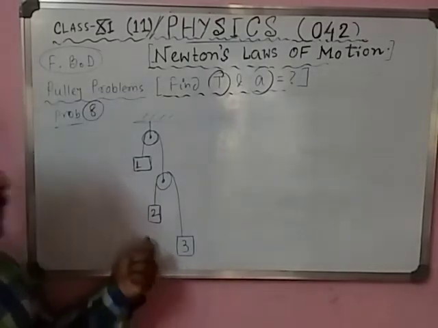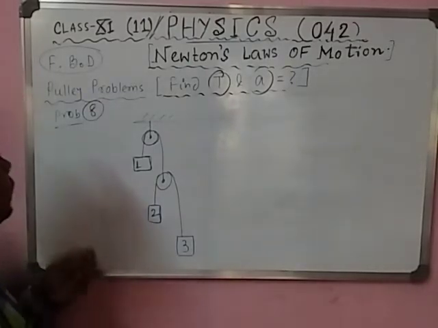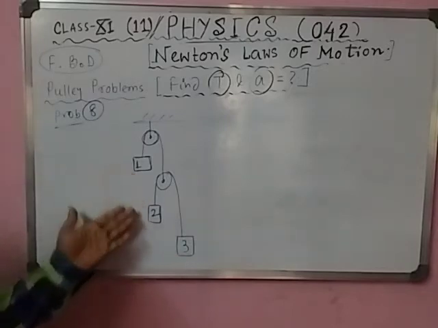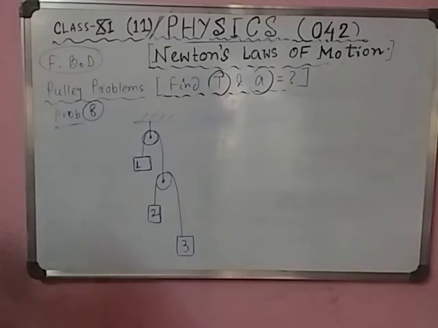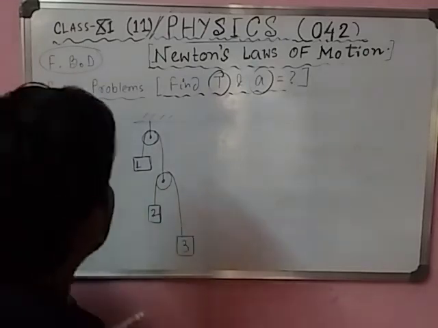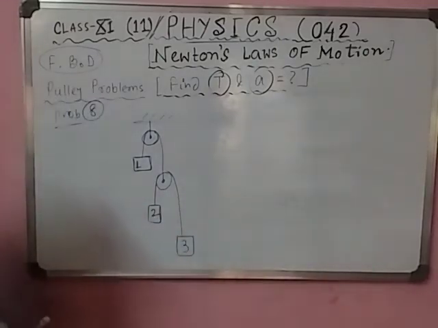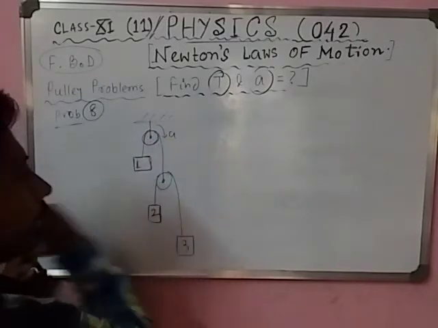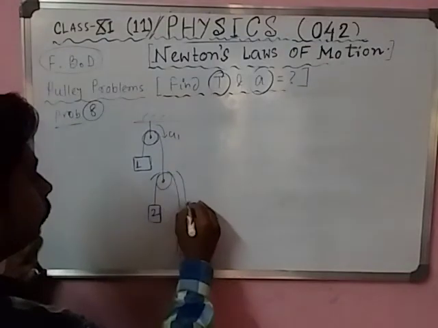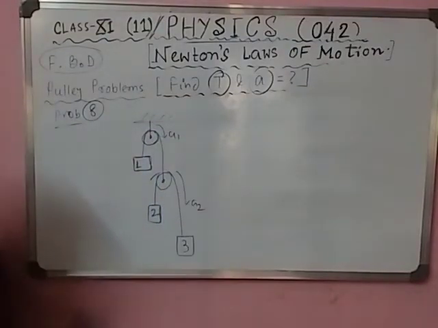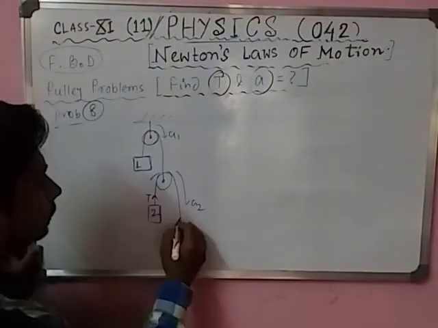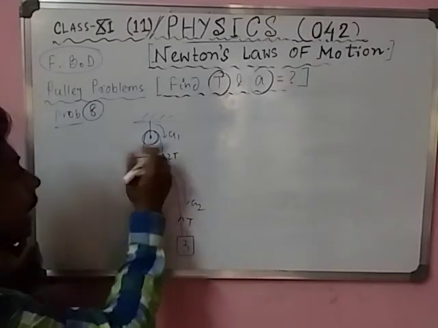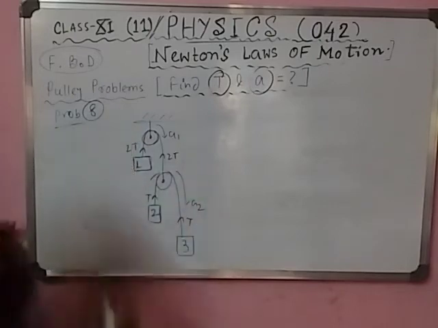Next students, I am coming with a very important and very interesting pulley problem. There are 3 masses m1, m2, m3. In this case, you have to find a1 and a2. The acceleration here is a1, and for this pulley a2. Two pulleys, two accelerations. This is tension T, this is tension T, and here the tension will be 2T, and here also 2T.